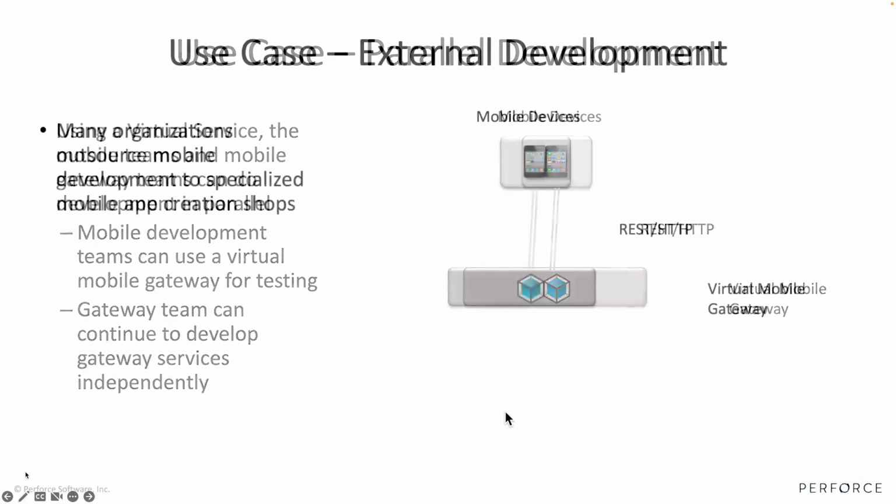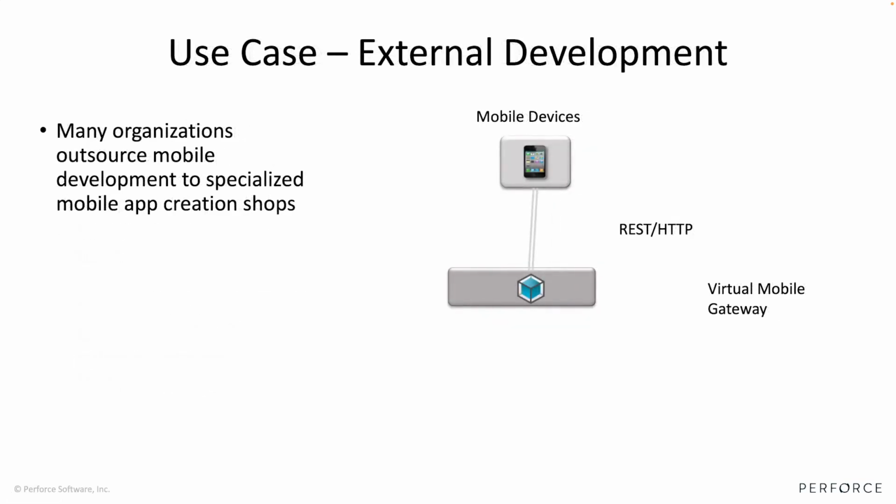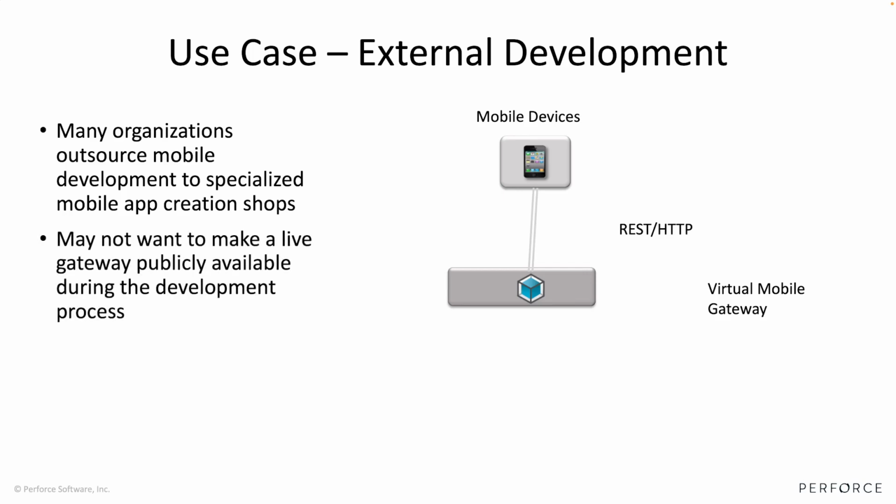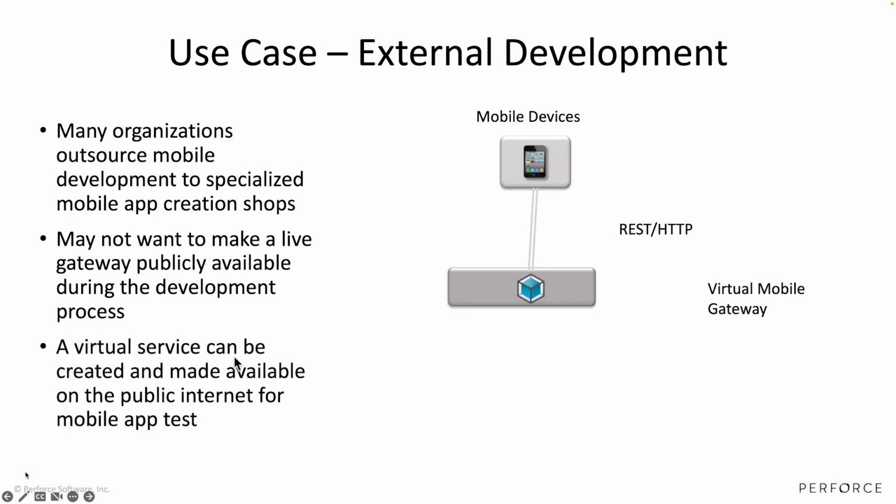Another use case has to do with external development. Many organizations outsource mobile development to specialized mobile app creation shops. You might not want to make a live gateway publicly available during the development process. So in this case, you can use BlazeMeter Mock Services to put a virtual service on the internet so that that third party can test their mobile app without accessing your own corporate network.